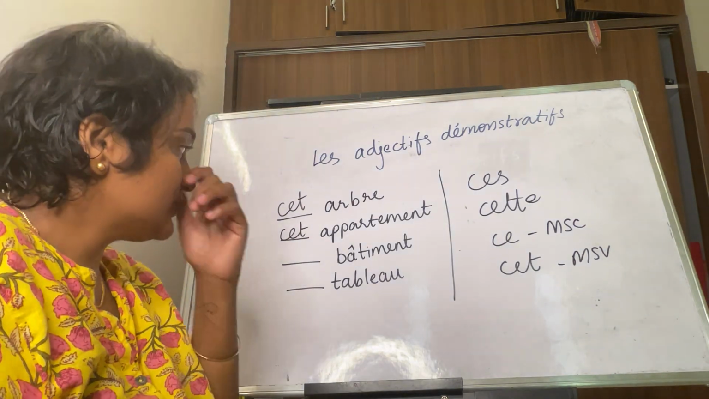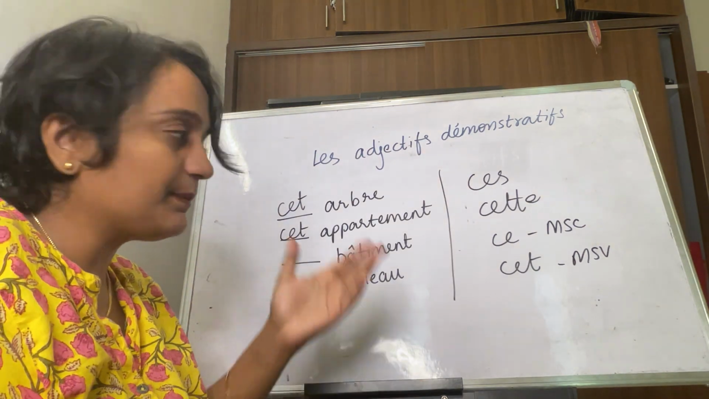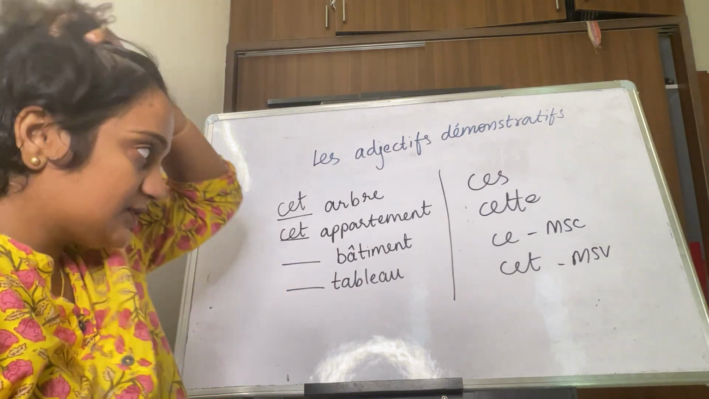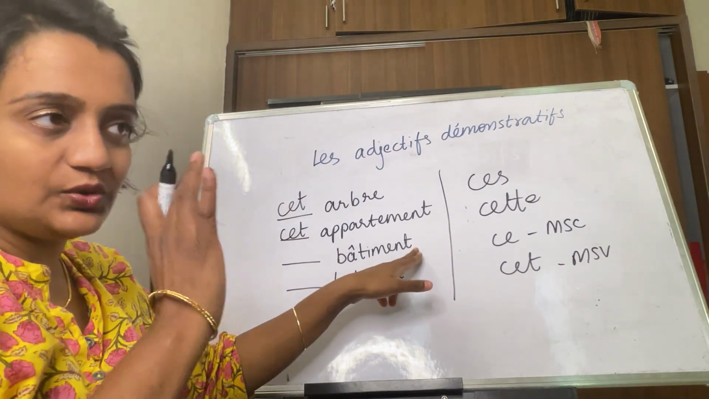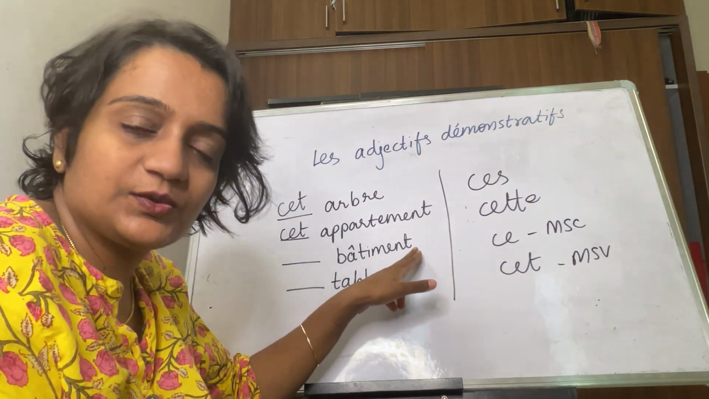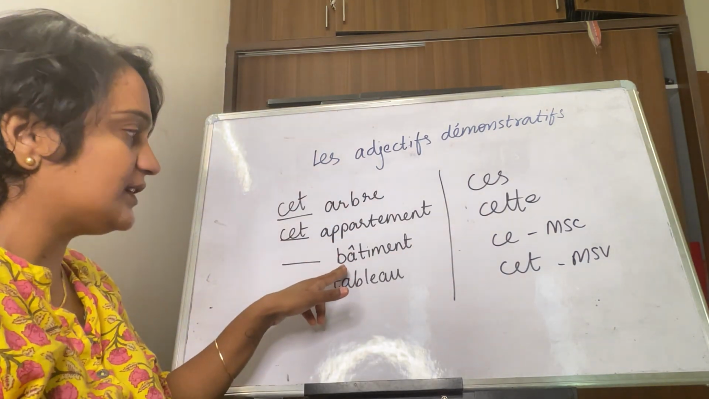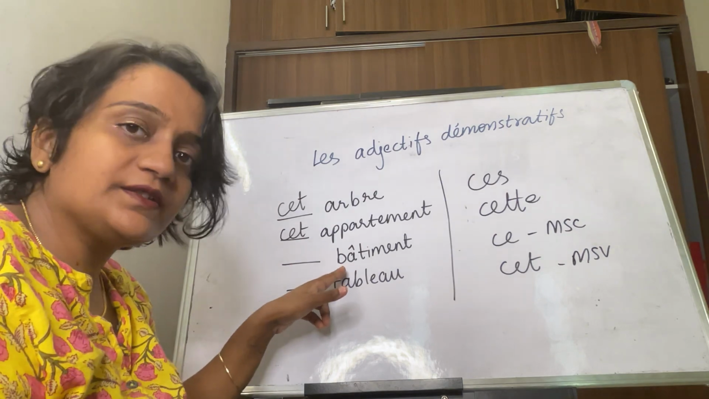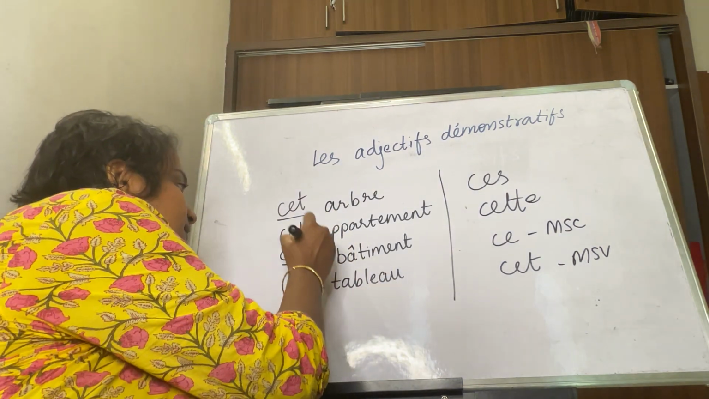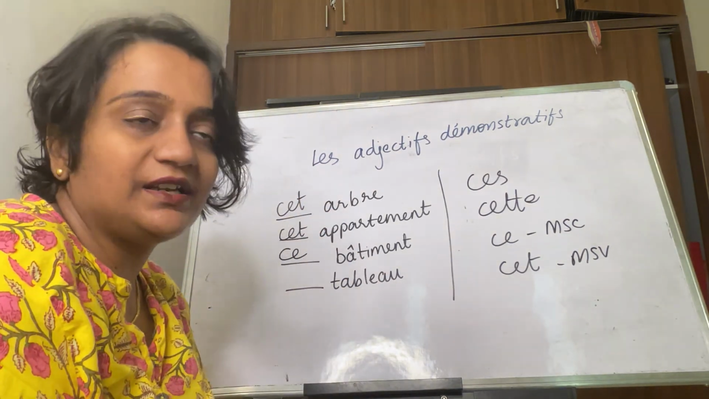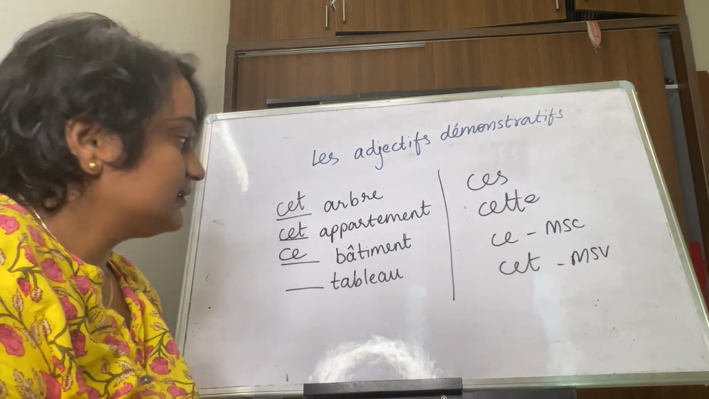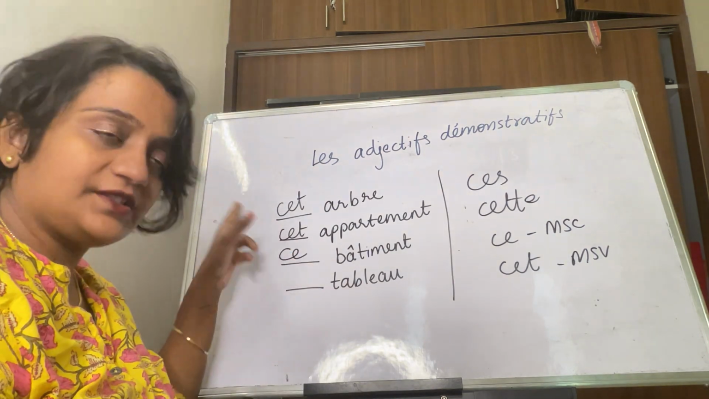Okay. Next one, bâtiment, building. Okay, apartments are in a building. So let's see, ends with S or X? No. Ends with E, Tion, Aison? No. Brings me to masculine. Does it start with a consonant or a vowel? Consonant. So I do ce, bâtiment, this building. Okay. This building, this apartment, this tree.